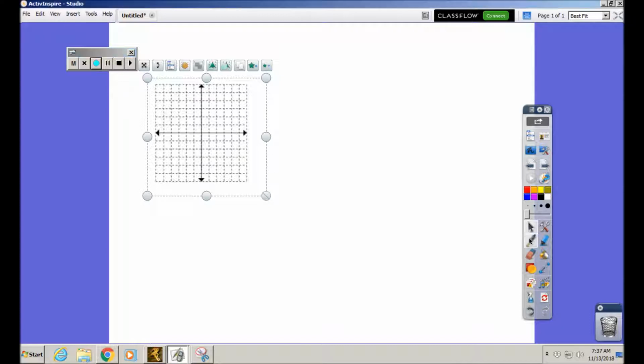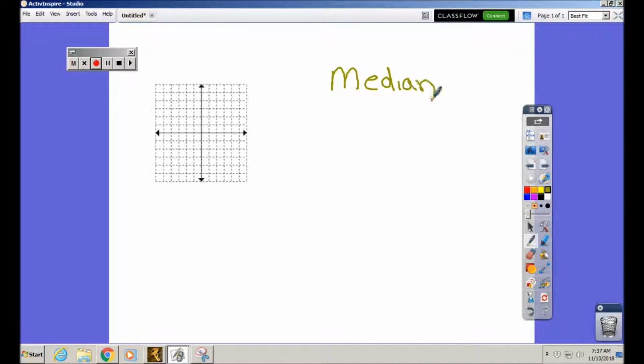So if you're watching this video at home, it's because you needed help on how to write equations in slope-intercept form of medians and altitudes. So first of all, let's review. What does a median connect? Anybody know? Great. It connects the vertex of a triangle to the midpoint of the opposite side.